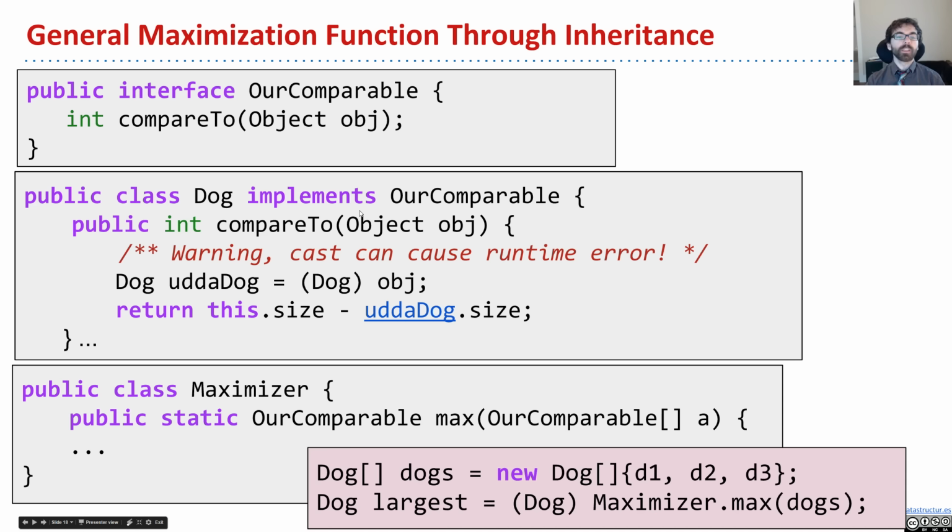Okay? So this approach, while it does work, suffers from the danger that a programmer could accidentally try and compare the size of two different things that weren't the same class, and that could cause some trouble here. Okay, but we'll see how to fix that in a little bit.